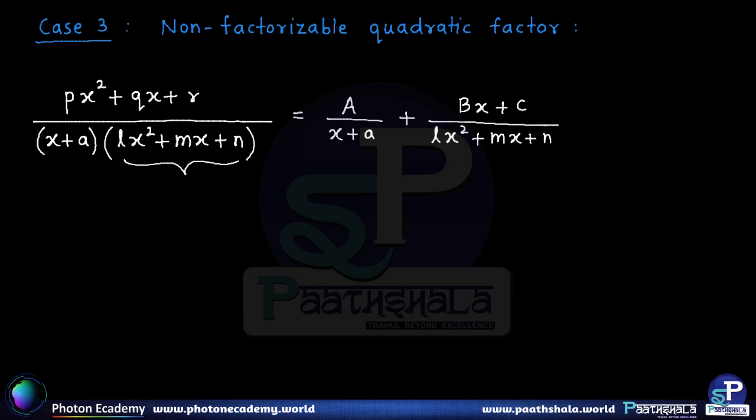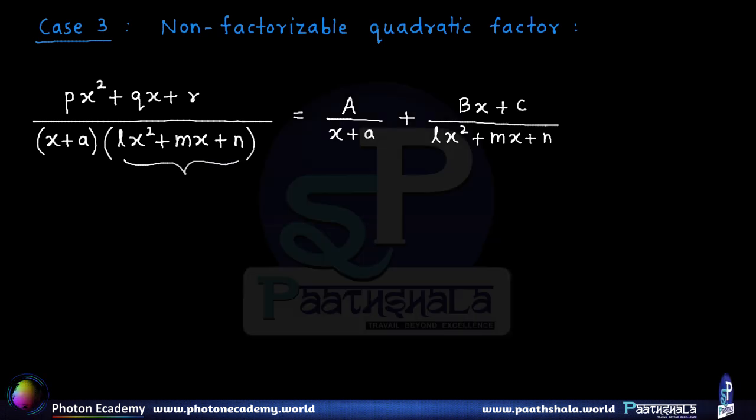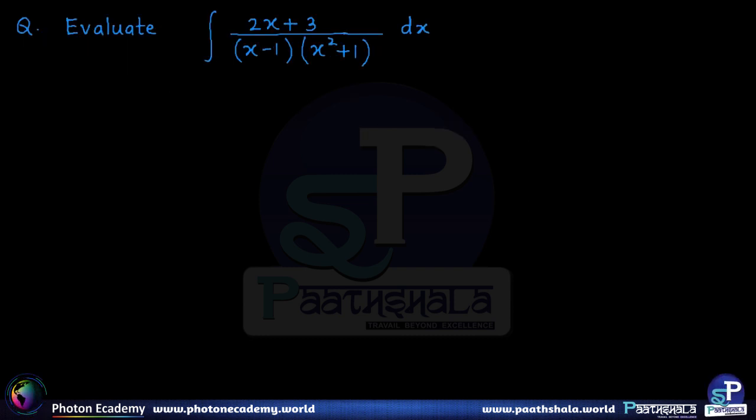Of course, it may happen that we find that B is equal to 0, which is fine, but in general we must consider Bx plus C as the numerator. And the rest of the procedure is the same. We cross multiply and substitute convenient values to get the constants A and B. So let's see one example of this particular type.